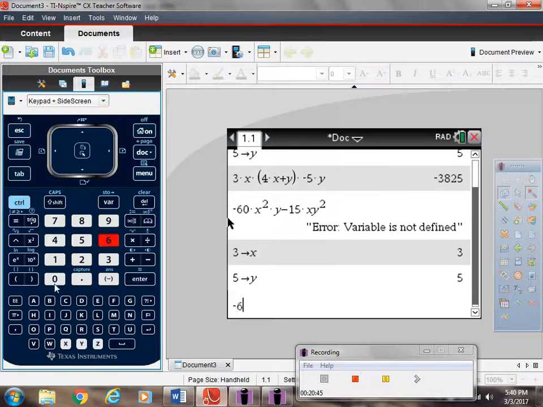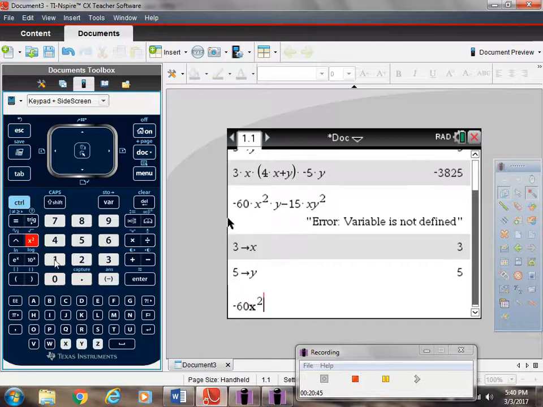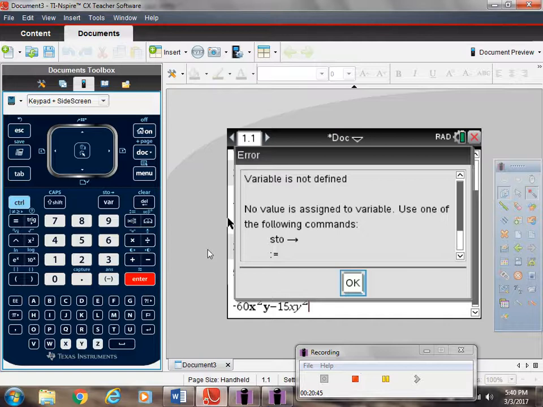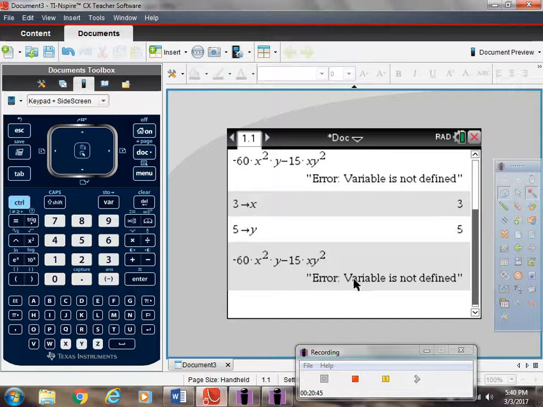So now let's retype it. You might have to just store it again. Okay, and then y, and then take away 15xy squared. Okay, let's keep our fingers crossed. Let's see if this works. Okay, variable is not defined. No values assigned to variable. Okay, I'm not sure what's going on. Maybe I've inputted the store command wrong. Wow, I guess it's not going to work. Wow, bummer.